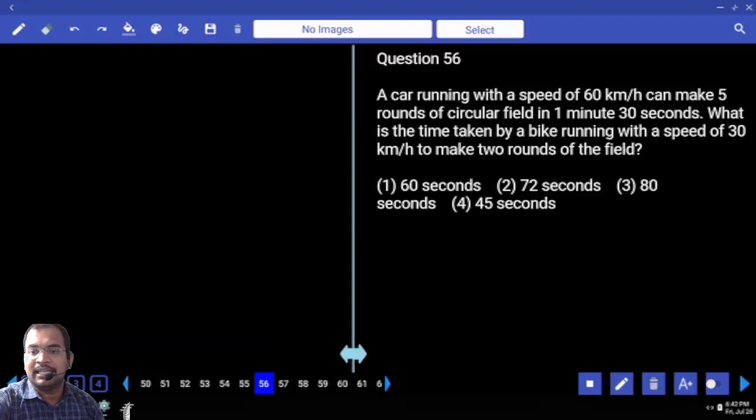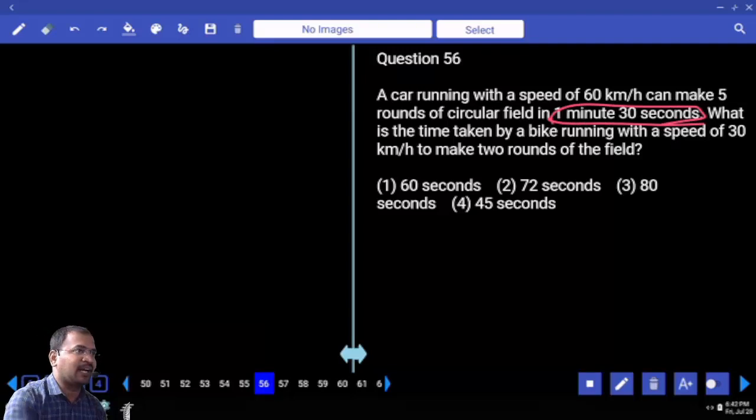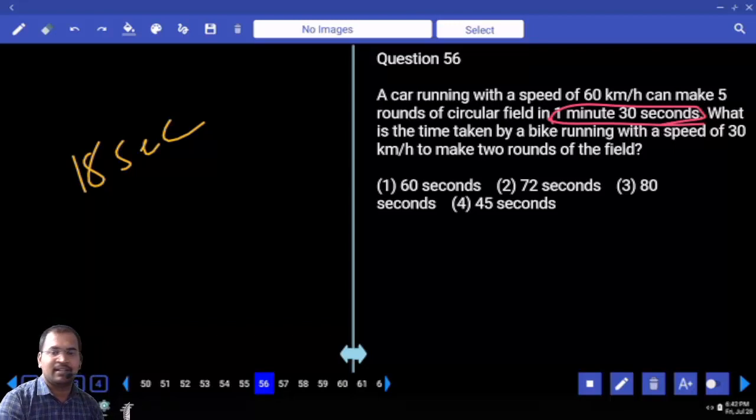Look here. A car running with a speed of 60 km per hour can make 5 rounds of a circle in 1 minute 30 seconds. 1 minute 30 seconds is nothing but 90 seconds. 5 rounds in 90 seconds, so 1 round is 18 seconds. Clear or not? Next.